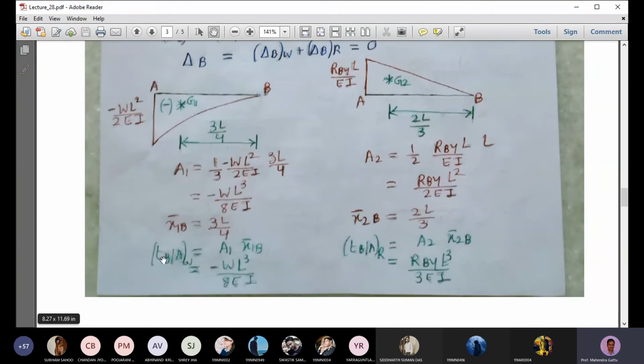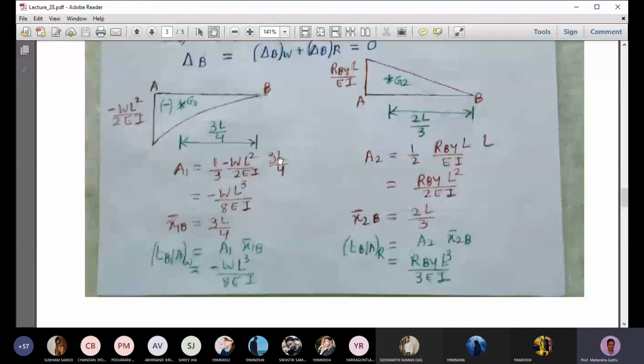So from that we can get the vertical deviation of B with respect to the tangent at A. So A1 times X1 bar B, which is WL cube by 8EI into 3L by 4, which is, did I make a mistake here? I think it will be WL cube by 24EI, right? No. It will be A1 X1 bar B. Okay, I made a mistake here. What mistake I did is that this length is not 3 by 4 L. It should be L. Okay, there's a small correction here.